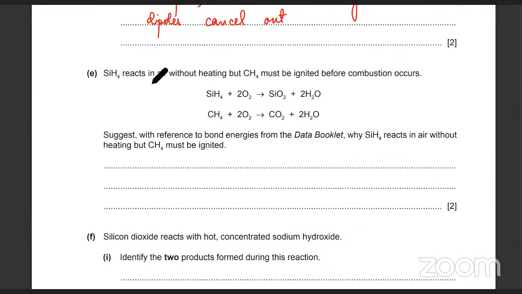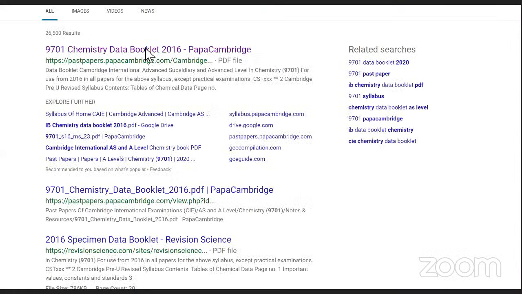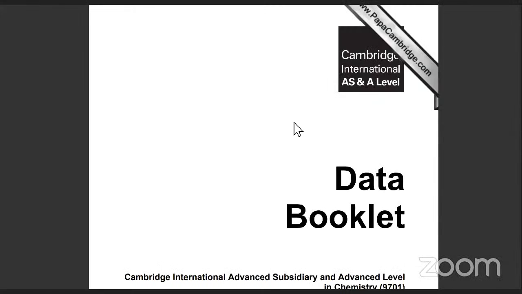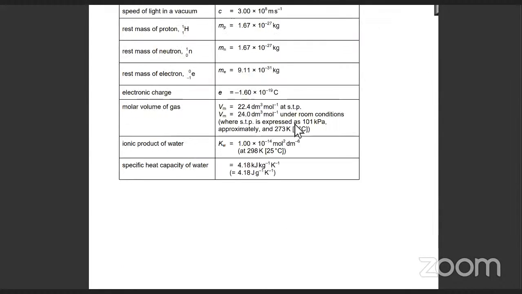Part E, SiH4 reacts in air without heating, but CH4 must be ignited before combustion occurs. So suggest, with reference to bond energies from the data booklet, why SiH4 reacts in air without heating. So it would probably be a lot easier to break bonds. You can open the data booklet for this, and you have to quote the relevant bond energy values in this particular case.